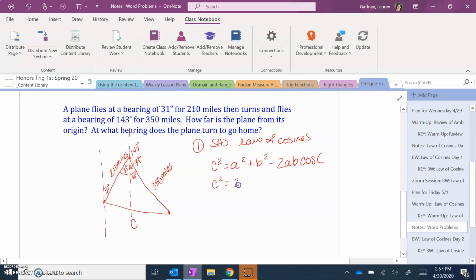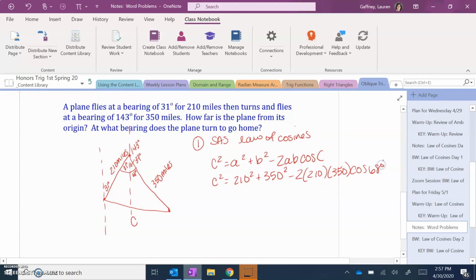So c squared equals 210 squared plus 350 squared minus 2 times 210 times 350, and then cosine of the angle across from c, that whole angle, which is 68 degrees. You can enter that whole thing in, square root it, and I got 333.97, so approximately 334 miles.